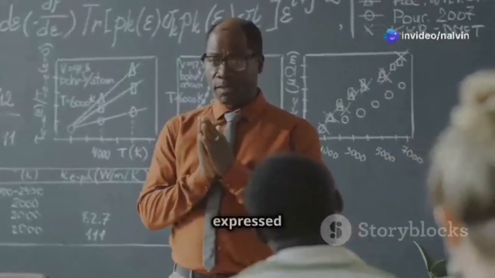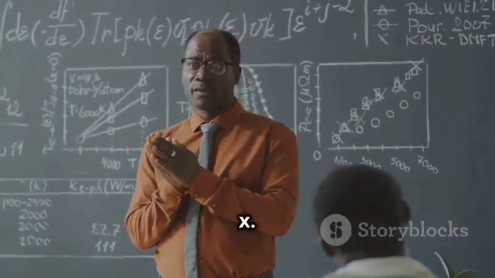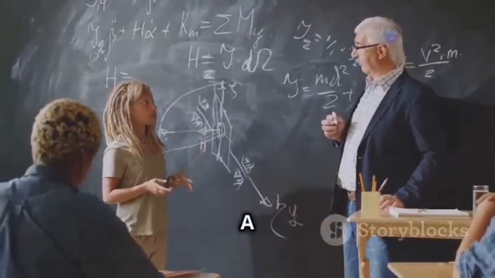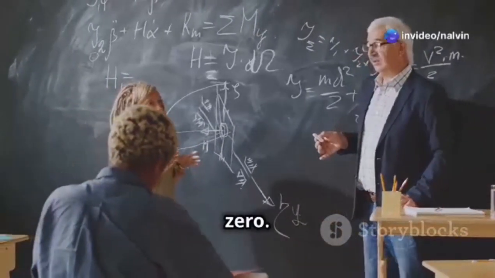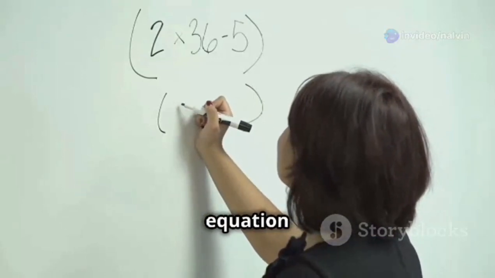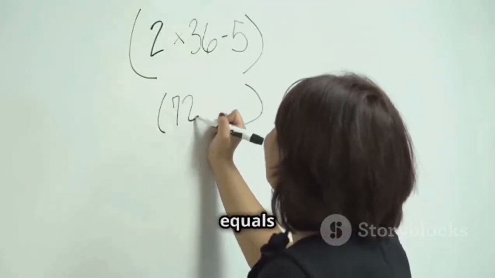Mathematically, this relationship is expressed as Ax = λx. To find the eigenvalues, we solve the characteristic equation, which is the determinant of A minus λI equals 0. Once we have the eigenvalues, we can find the eigenvectors by solving the equation (A minus λI) times x equals 0.